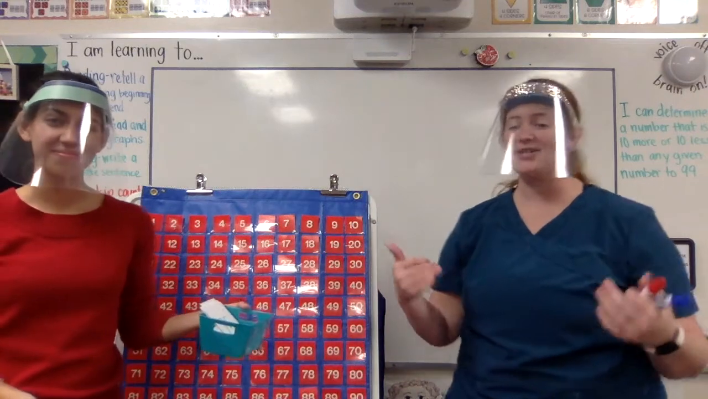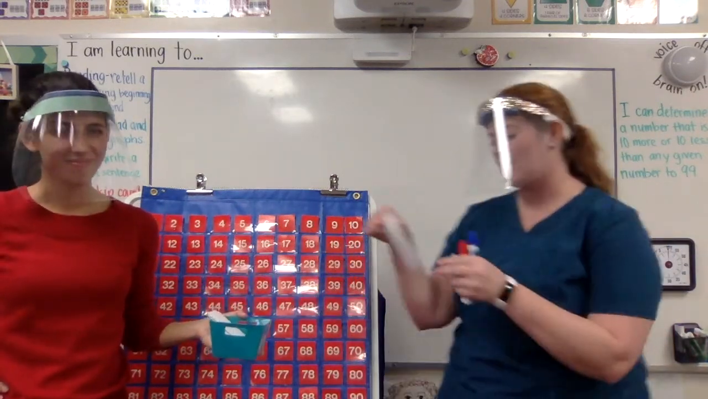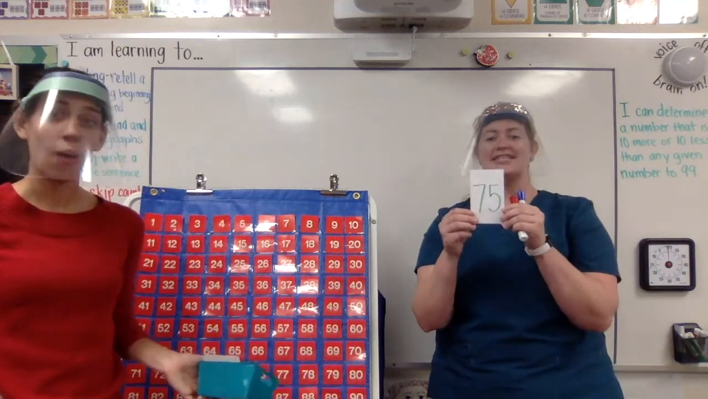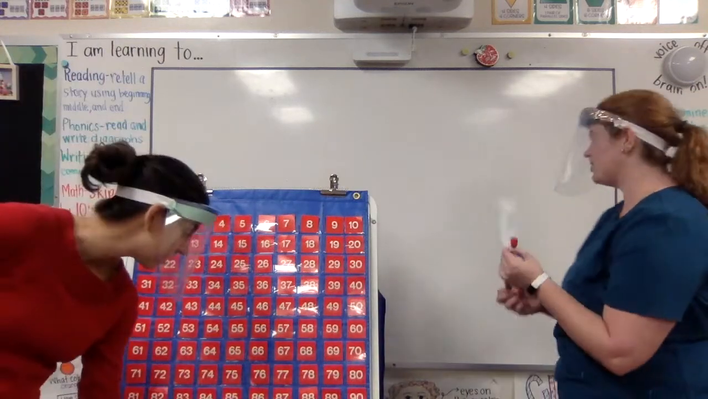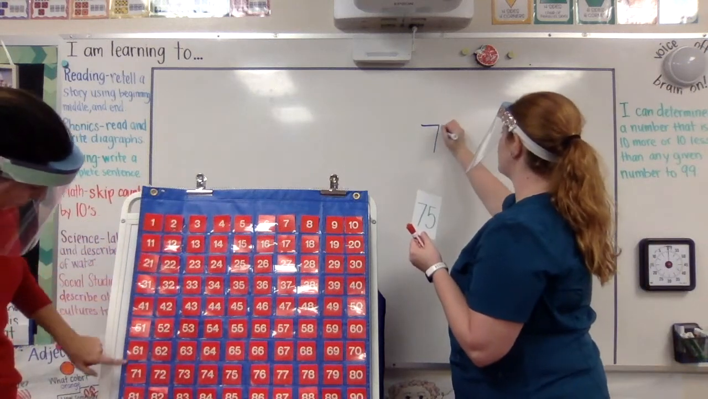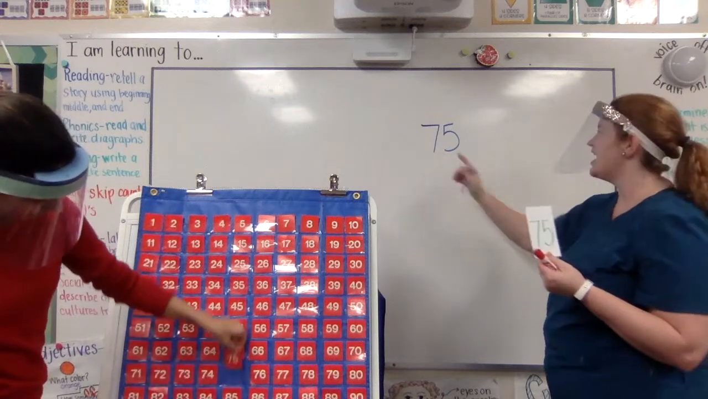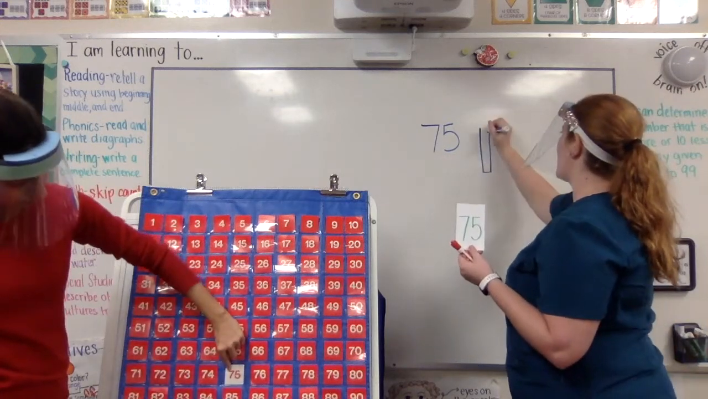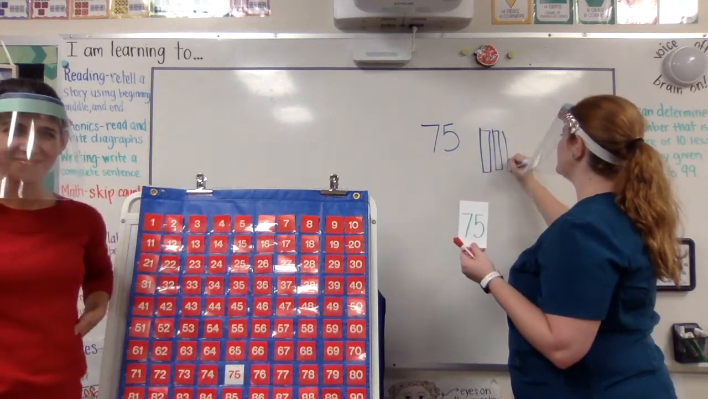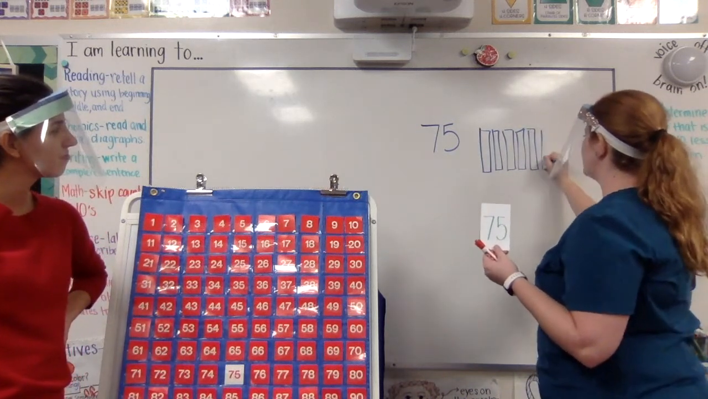Okay, now it's my turn. I'm going to see if I can use those same strategies from Miss Lestico. I picked the number 75. Okay, I'm going to write 75 on the board. Now, let me look at this number 75. It has 7 10s and 5 1s. So I need to draw 7 10s and 5 1s to represent this number.